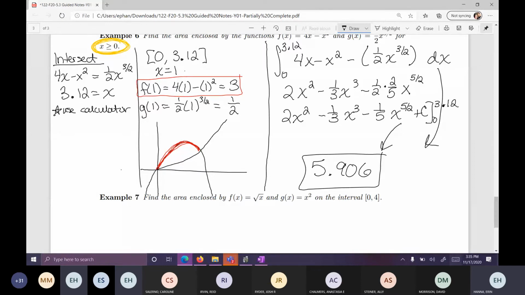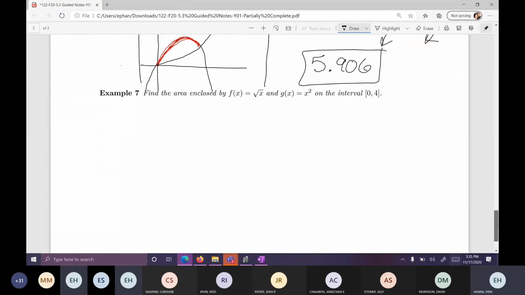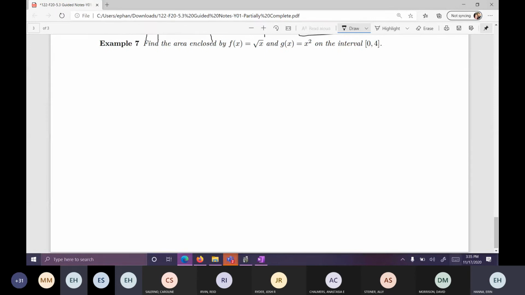All right. So for this last one, same process. Find where they intersect, find the intervals, top minus bottom, call it a day. So we want to find where these two functions intersect. So we have square root of x equals x squared. Now this one we can do algebraically, so let's go ahead and do that.